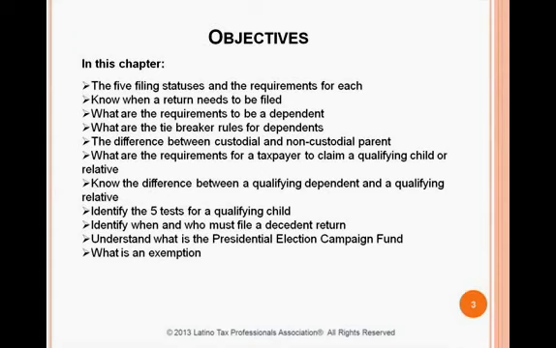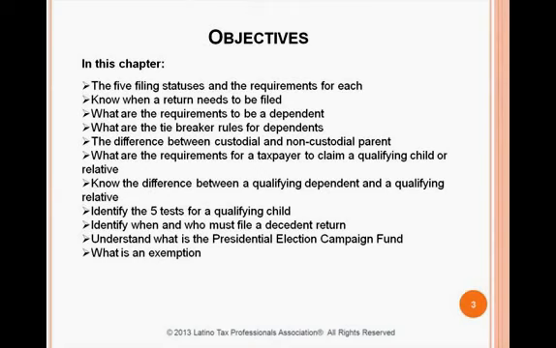Know when a return needs to be filed. What are the requirements to be a dependent? What are the tiebreaker rules for dependents? The difference between custodial and non-custodial parent. What are the requirements for a taxpayer to claim a qualifying child or relative? Know the difference between a qualifying dependent and a qualifying relative.